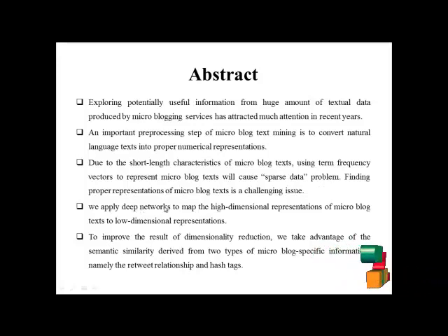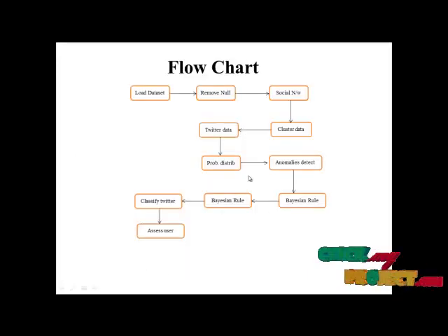We apply deep networks to map the high dimensional representations of microblog text to low dimensional representations. Here, to improve the results of dimensionality reduction, we take advantage of the semantic similarity derived from two types of microblog specific information, namely the retweet relationship and the hashtags.